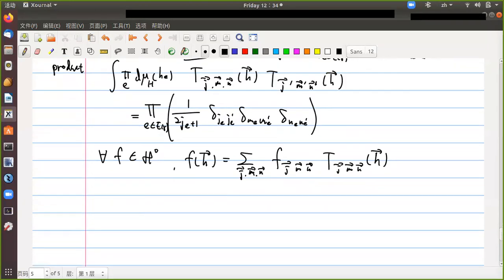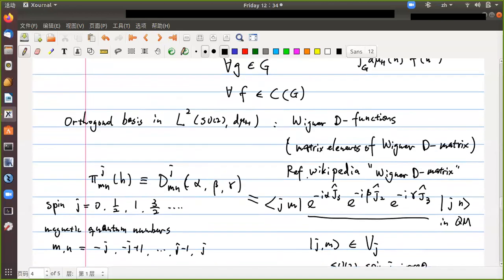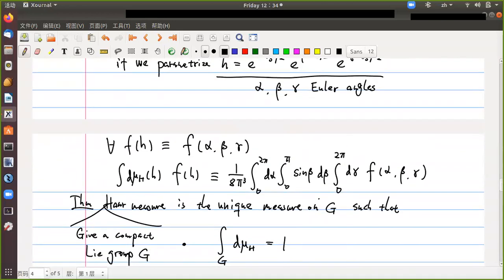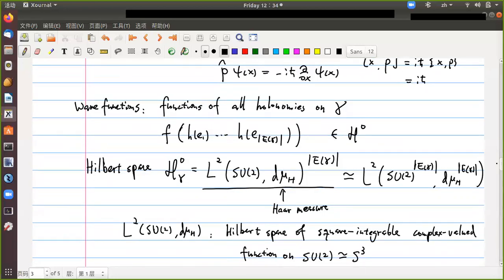Okay, so now, however, those wave functions are not yet gauge invariant. We consider this Hilbert space just as a product of SU2 Hilbert spaces over all the edges, which means an arbitrary function of all the holonomies. But we know that holonomy is not gauge invariant, so because we are doing a gauge theory, we have to consider gauge invariance as best as we can. That's why I call it H0. It means the non-gauge-invariant Hilbert space, or the Hilbert space of non-gauge-invariant wave functions.